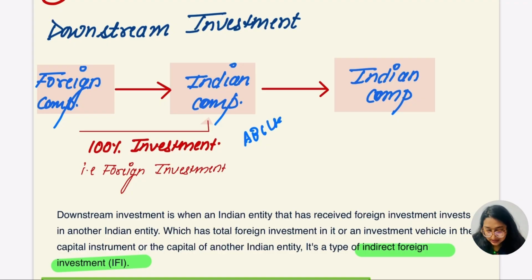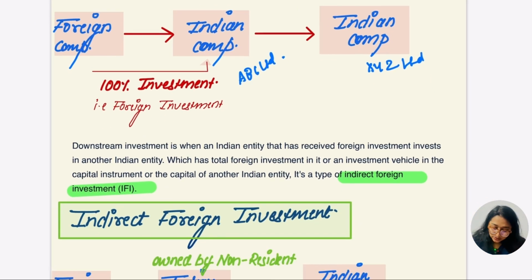Okay, and this is the XYZ Limited. Here the foreign company has invested 100% in the ABC Limited, and that ABC Limited has invested the amount in the XYZ Limited. This is what downstream investment is. Okay, so hope this part was clear.